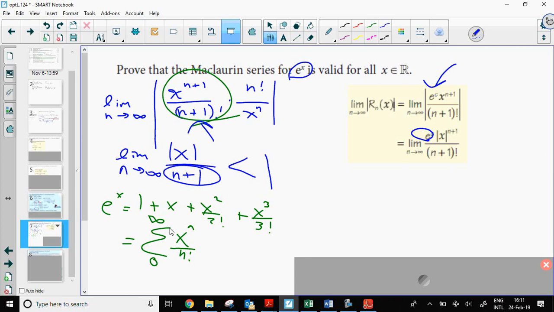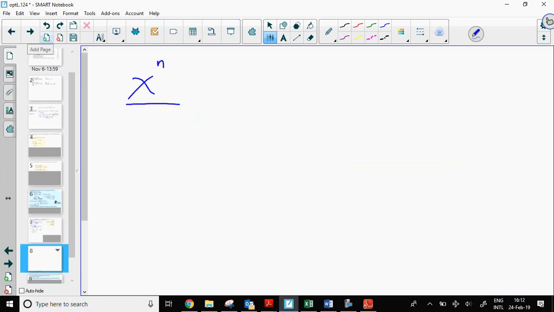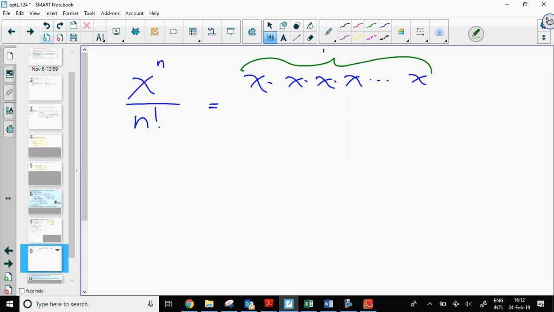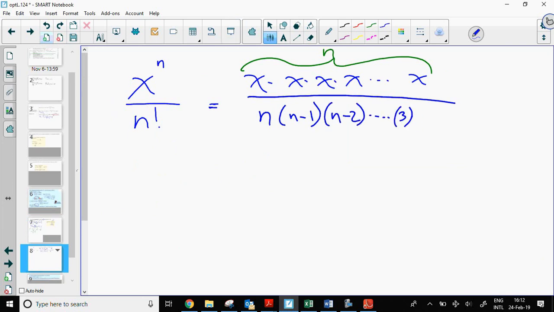I will just offer a brief heuristic argument for why this is true. Rather than x to the power of n plus 1, let's just look at x to the n over n factorial. Same thing, we're just changing n plus 1 to n. This is equal to a whole bunch of x's being multiplied together. How many x's? Well, there are n x's up there. And then this is divided by n factorial, so that's n times n minus 1 times n minus 2, and so on, times 3 times 2 times 1.